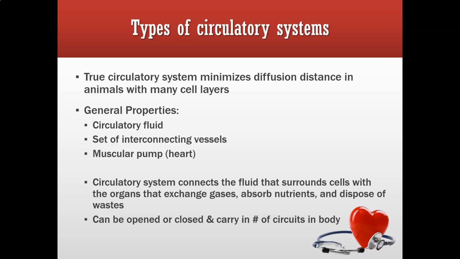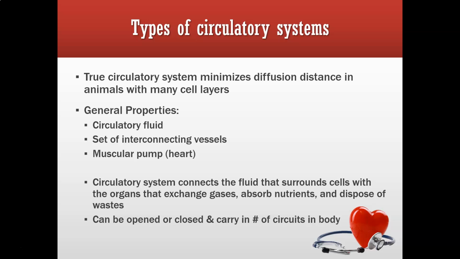True circulatory systems, unlike those gastrovascular systems, minimize the diffusion distance in animals that have lots of layers. So what we think of as a true circulatory system like us has some general properties. They have to have some sort of circulatory fluid. All right, most of us probably are thinking blood at this point, which is what we see in us. We will see that that's not necessarily the case in every organism. They do have a set of interconnecting vessels. So again, things like veins, arteries, capillaries, hopefully are coming to mind. And then some sort of muscular pump. And you probably know that as your heart.